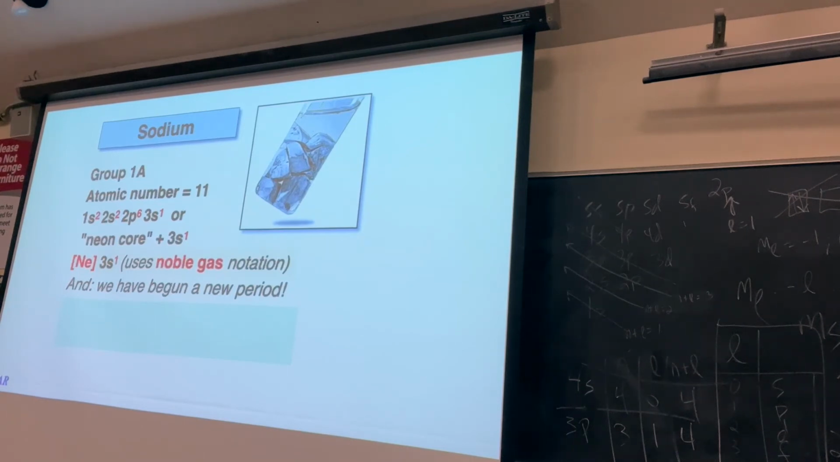This is a nice shorthand notation that I recommend using. You don't have to, but it is kind of nice to break it down. They call this noble gas notation. You go backwards to the nearest noble gas, and you use that noble gas in brackets, and then anything outside of that noble gas, like 3s1 here, would go right there.